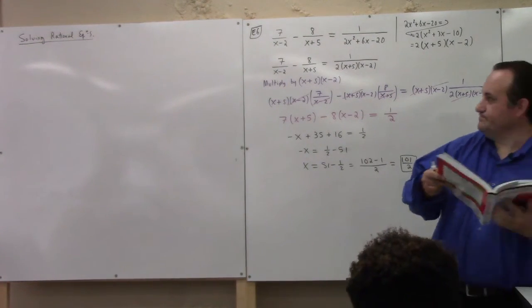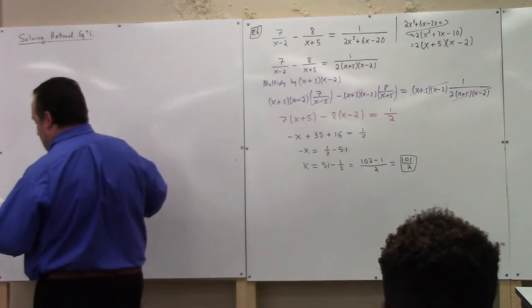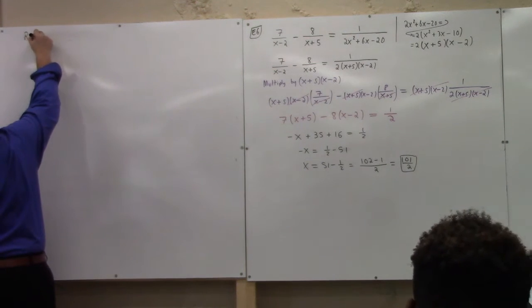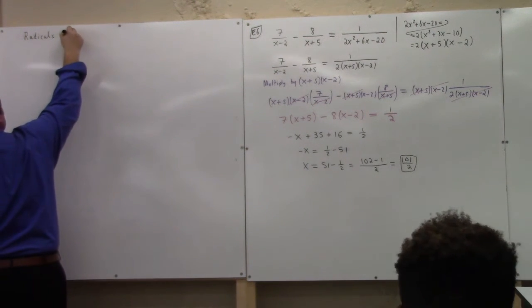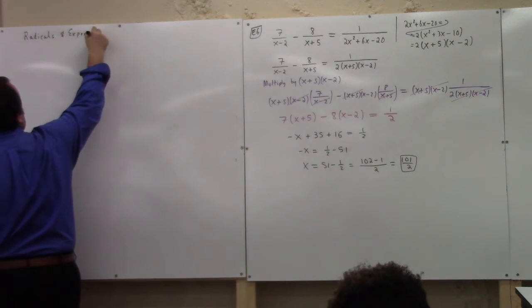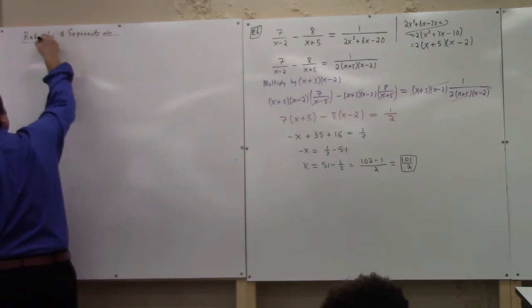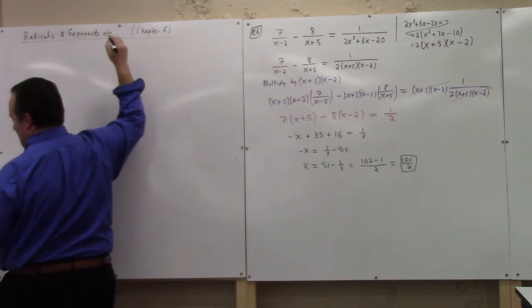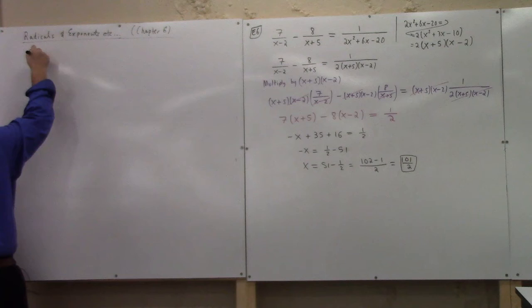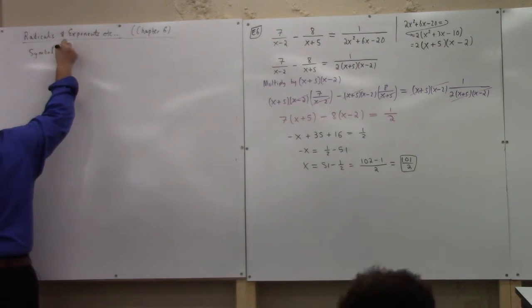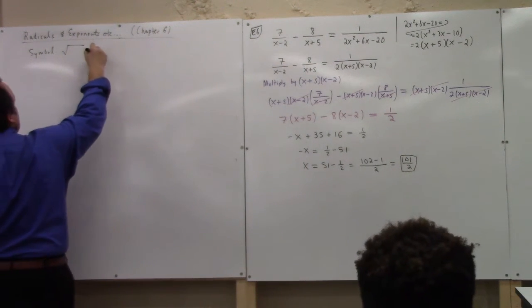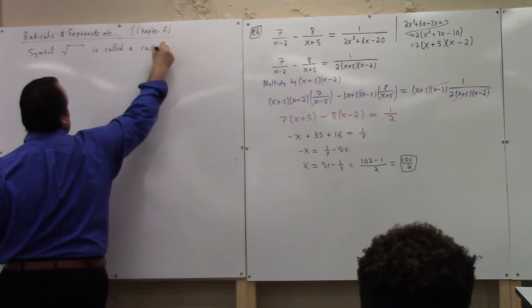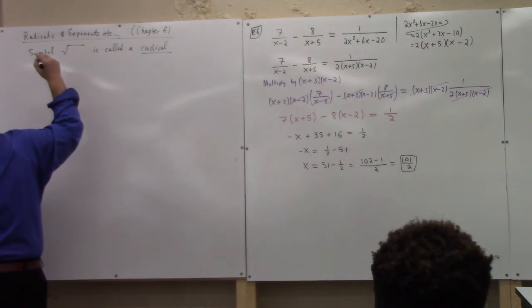So here we go. This is on radicals and exponents, all that jazz. Chapter 6. Okay, so the symbol square root is called a radical. All right, good to know.